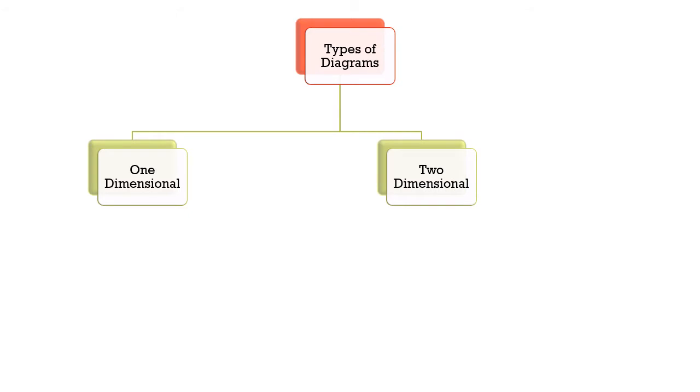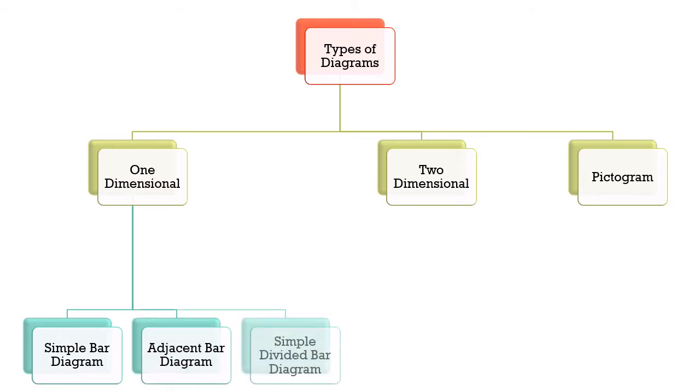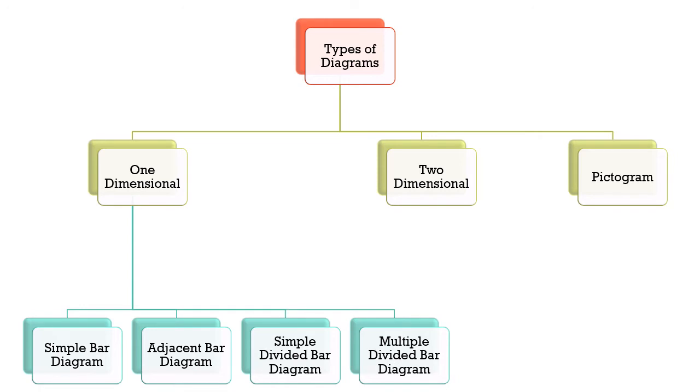Now, the types of diagrams which we are going to study in our syllabus. First one is the one-dimensional diagram, then two-dimensional diagrams, and the pictograms. Under one-dimensional diagrams, the first type is the simple bar diagram. Now this is nothing new for you guys. Next is the adjacent bar diagram, simple divided bar diagram, and multiple divided bar diagram. These are the four types which we are going to study for the one-dimensional diagrams.